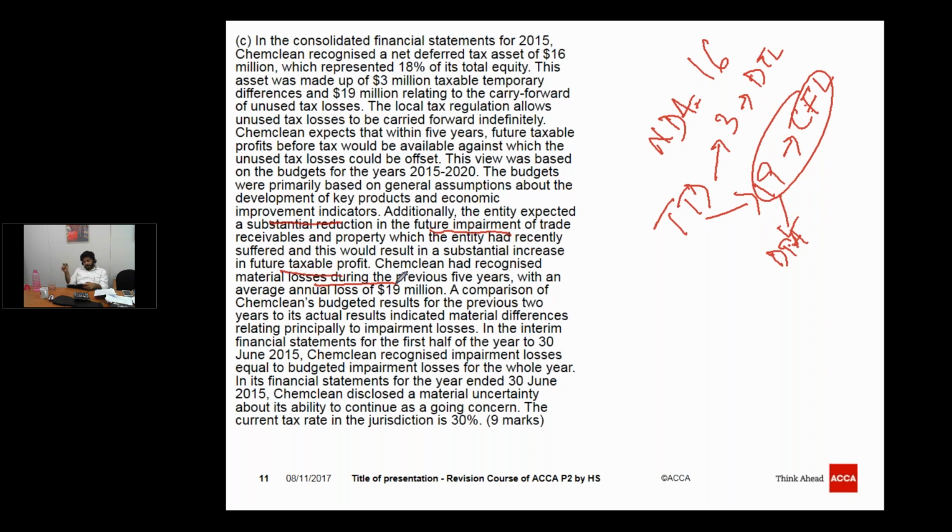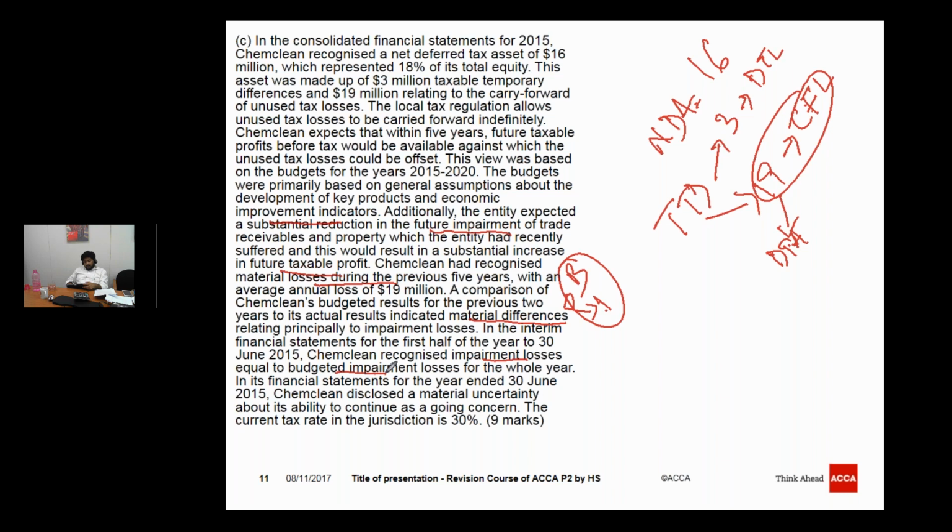future taxable profits. A comparison of the ChemClean's budget results with the previous 2 years to its actual result indicates material differences. This is again a point that when you prepare the budget, your actual results and the budgeted result are totally and materially different. Relating principally to impairment losses. In the interim financial statement of the first half of the year, the ChemClean recognized an impairment loss equal to the budgeted impairment. So for the first half year, the company is recognizing the impairment losses according to the budget for the whole year.